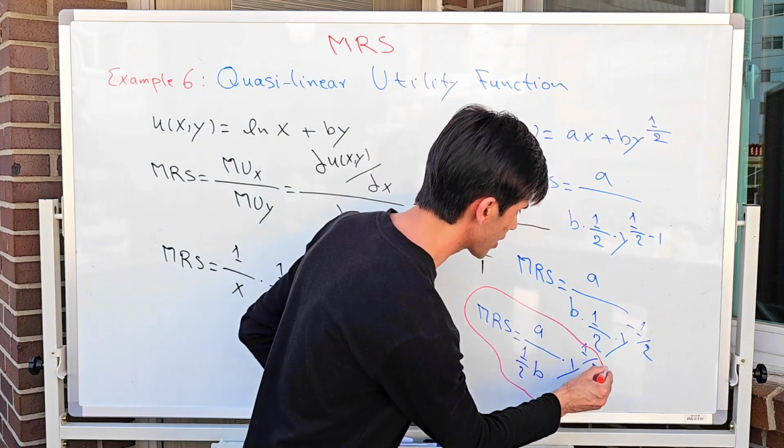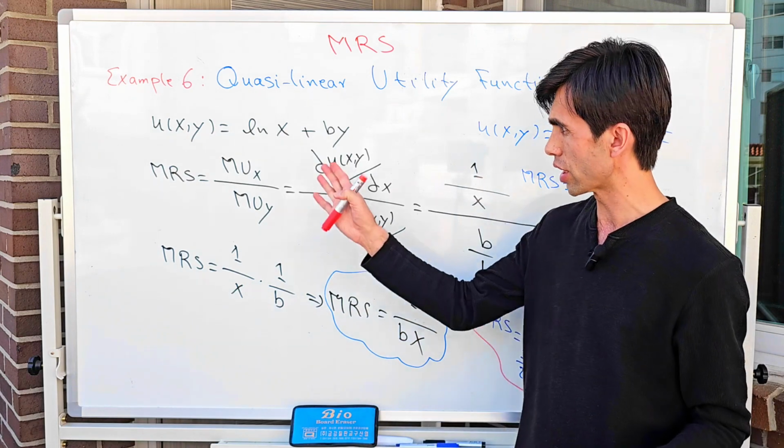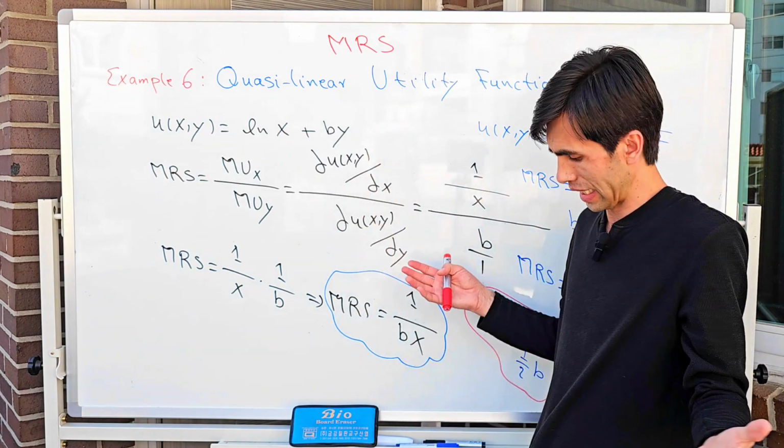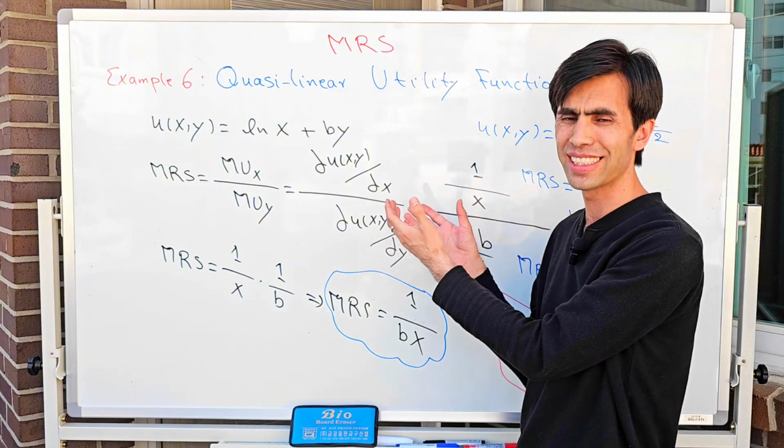And finally, the last conclusion is, in the case of a quasi-linear utility function, the marginal rate of substitution depends on the value of the non-linear good, either it's x or it's y. So as simple as it is.